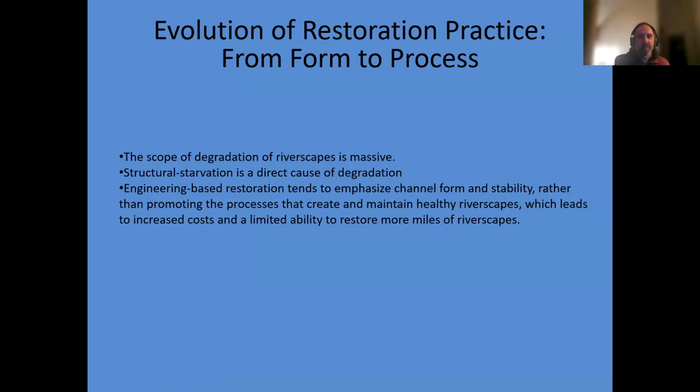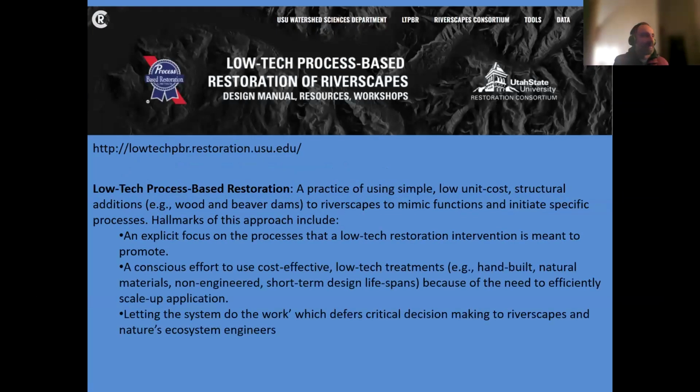So those are some of the facts that people have been thinking about recently, particularly a bunch of folks out west that have come together based out of Utah State to form this low-tech process-based restoration consortium. I don't know if any of you are familiar with this resource, but if you aren't, it's fantastic. Lots of documentation, lots of recorded webinars that you can view to educate yourselves on low-tech process-based restoration.